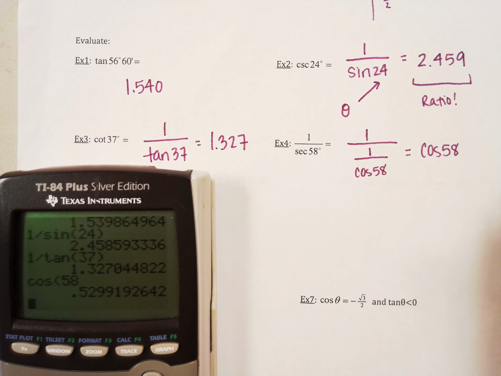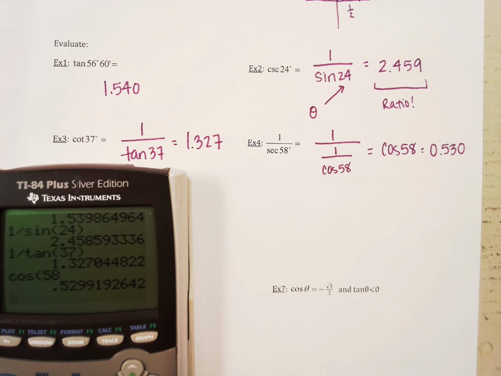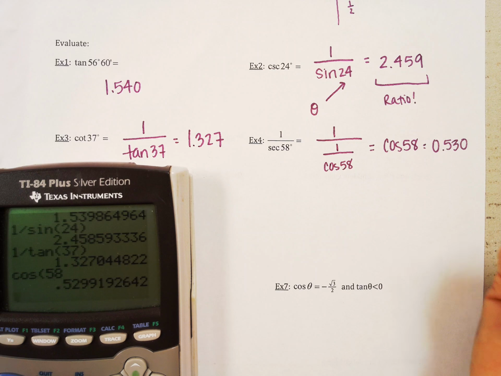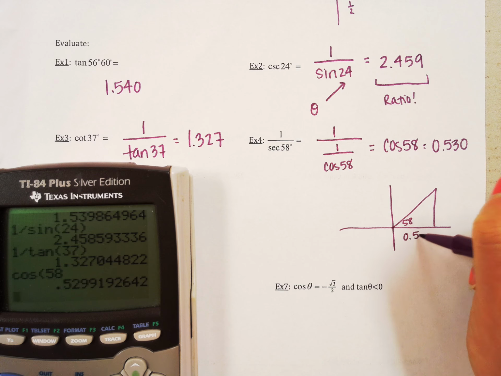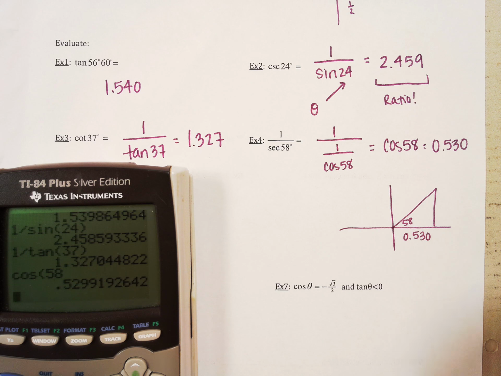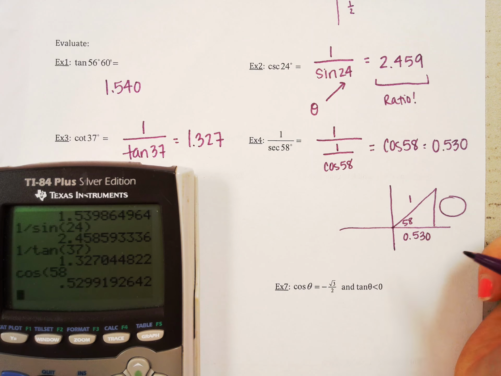So I'm going to plug that into my calculator, and I get 0.5299, so 0.530 rounded to 3 decimal places. Again, this is some ratio, so pretending that this was in a triangle, this would be my 58 degrees. My cosine would be the side length of 0.530. Then we could use the Pythagorean theorem to come up with the other side length, so I could find my sine given that my cosine is 0.530, but that's not necessary for this problem. We're just evaluating or approximating our values here.